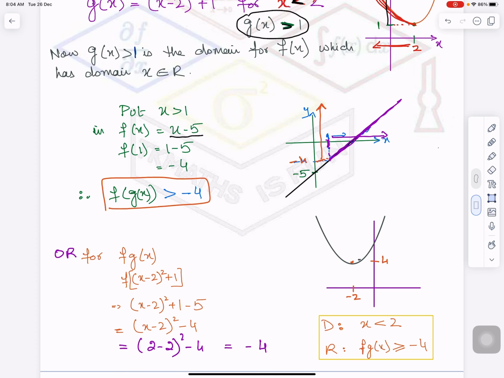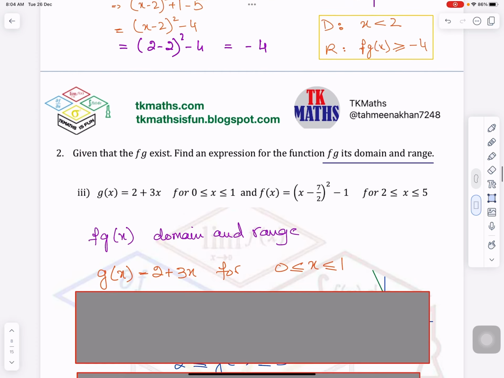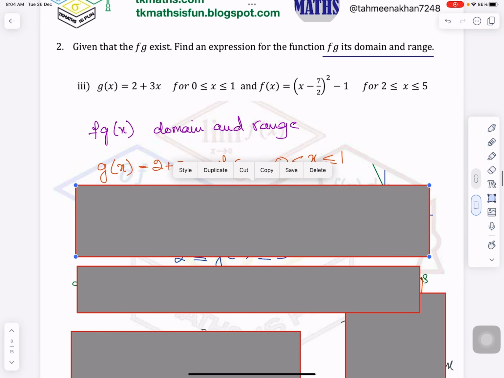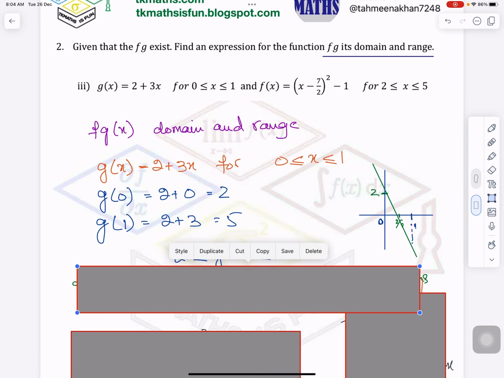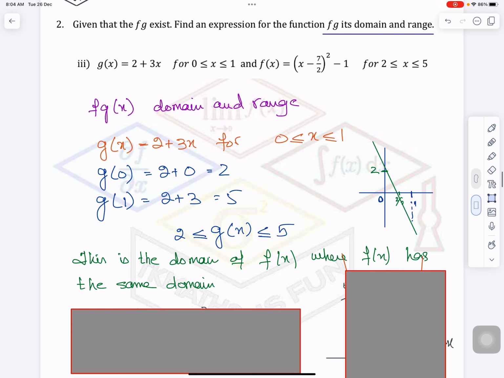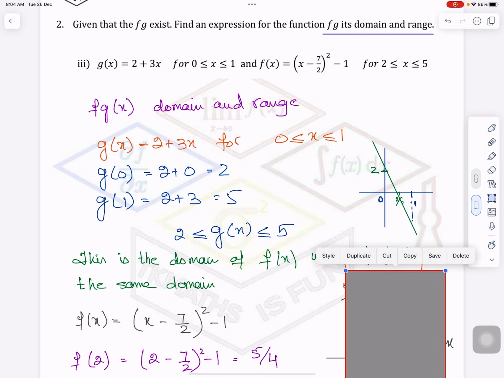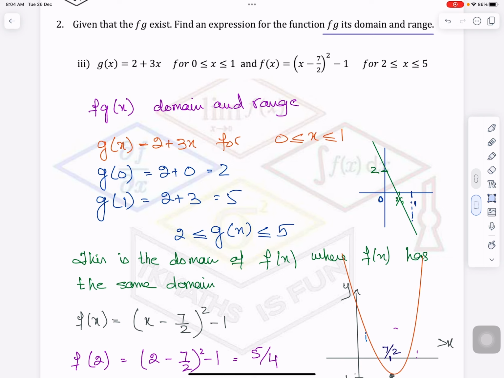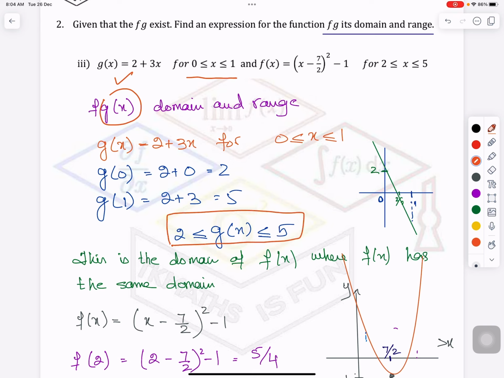Got it? So third example, I'm not explaining, the video will get longer, but I will show you the solution and you try to understand it yourself. If you have any question, you can ask me. So I'm keeping it on the screen for a few minutes slowly. Exactly same method I have done. First of all, I have plugged in this domain in function g, which is my inner function, and I got this range because it is a linear function. So I straight away substituted without any problem.